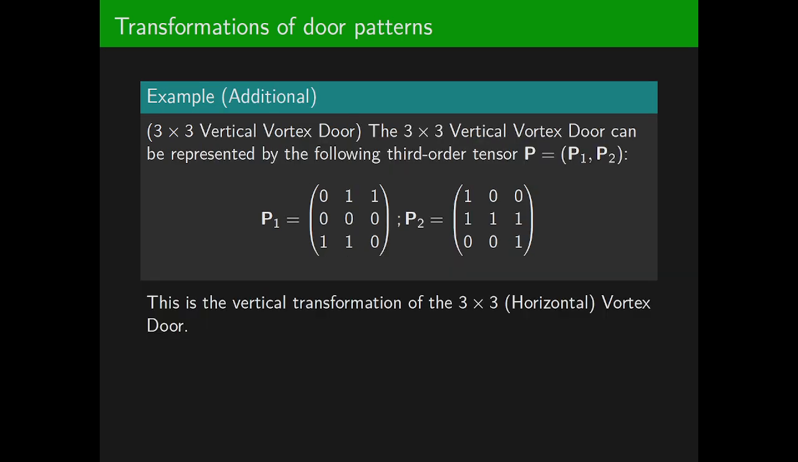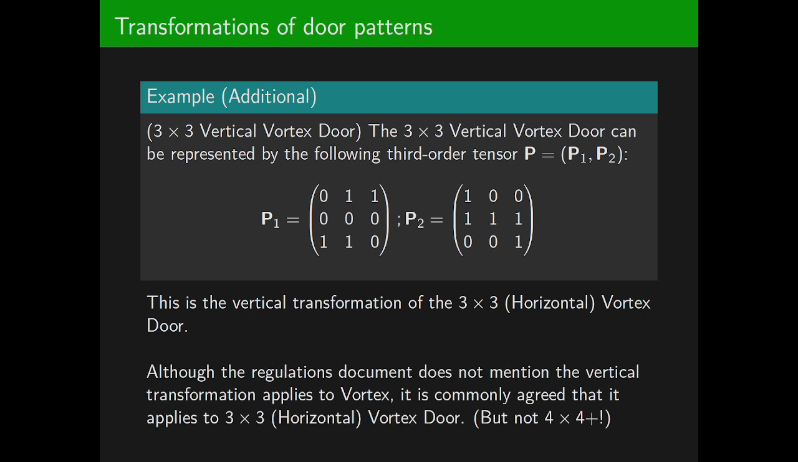I didn't include this example in the documents, but it's important for me to include it here because we are talking about the regulation document. So the additional example concerns the 3x3 vertical vortex door, which is basically the vertical transformation of the 3x3 horizontal vortex door. And it looks something like this.